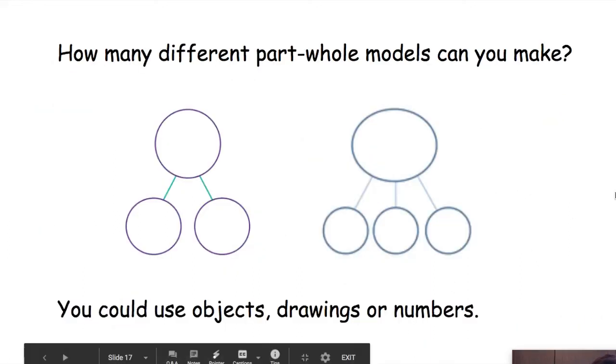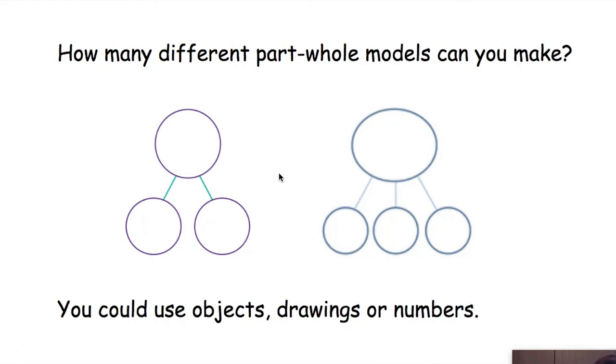And then last of all, how many different part whole models can you make? You could use objects, drawings, or numbers. Here are what blank part whole models look like. You can draw them onto a piece of paper and have a go at doing some for yourself.